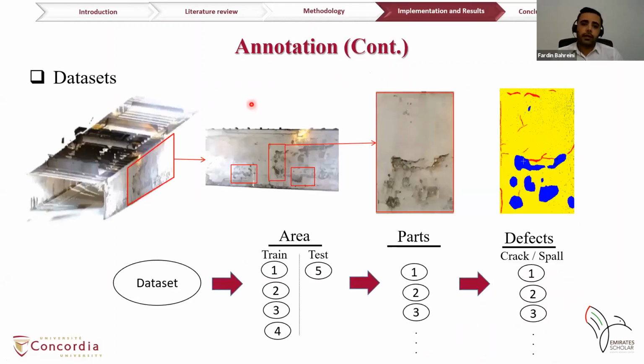This figure shows the annotation process. We cut different areas from the scanned bridges, and then we segment different parts from each area, and after that we annotate crack and spalling in each part.